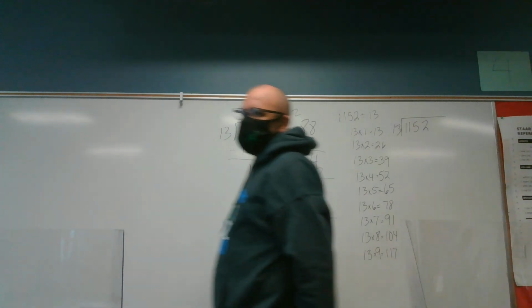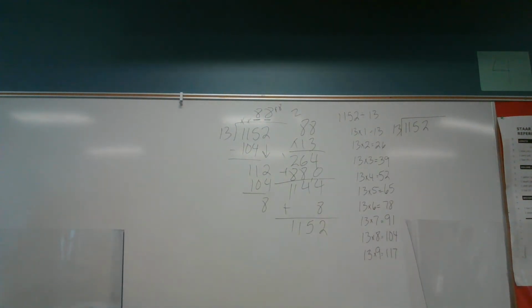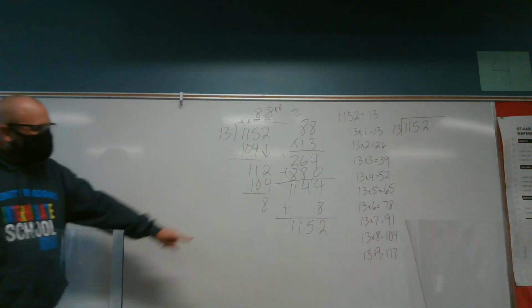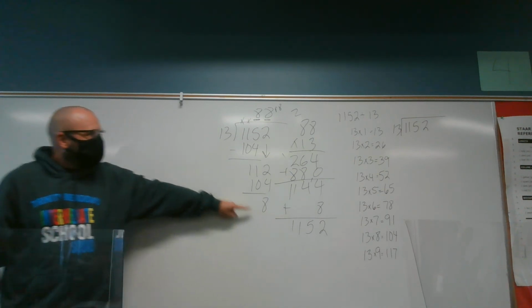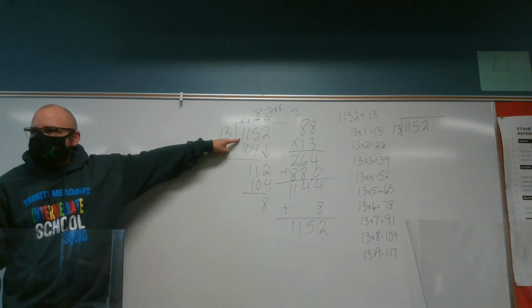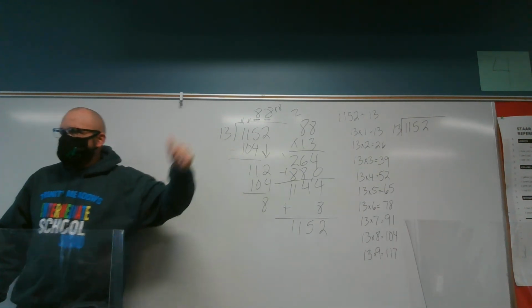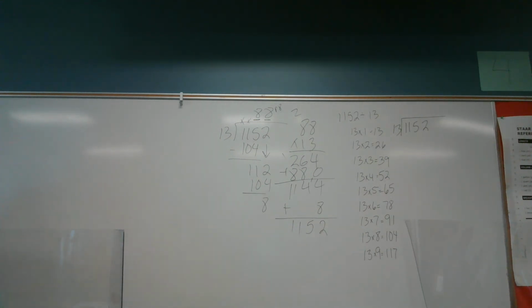The answer is the same. I got it. So my answer, when I checked it, is the same as my dividend. So it's 88 remainder 8. That is correct. The reason why I got it wrong is because she subtracted wrong.